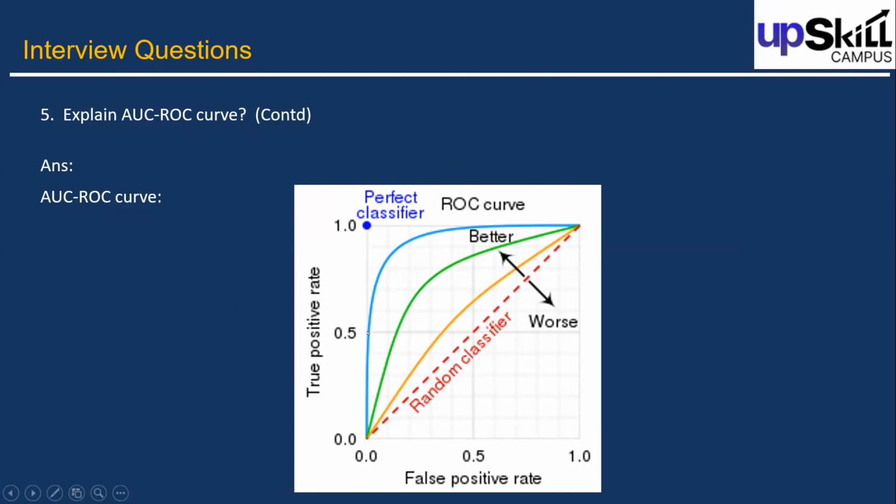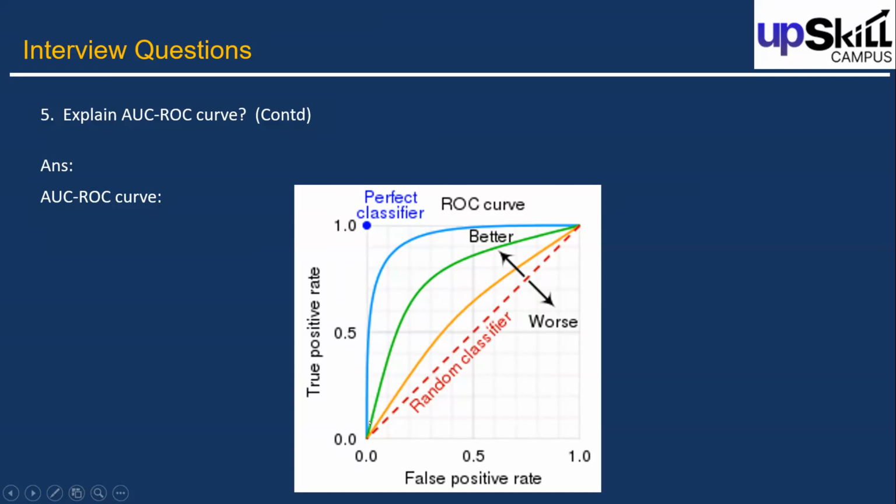Because if the curve is like this, the blue line, the true positive rate is very high and the false positive rate is very low. So this is the best model. If you see the green one, the curve point is here, right? The true positive rate is lower than this. It was close to 1, and now it is close to 0.5. And the false positive rate also increased, which is bad.